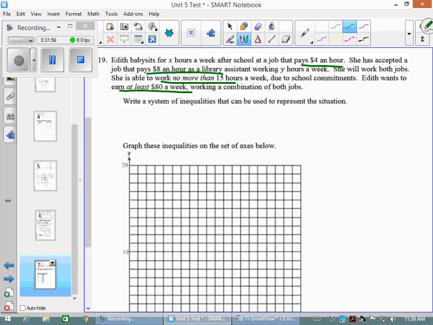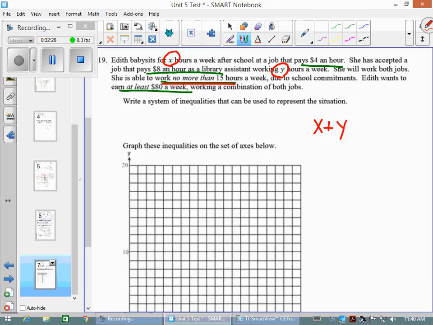So the first thing I'm seeing is that she's able to work no more than 15 hours. Well, if we look at what is telling us how many hours she's working at each job, X is how many hours at the one, and Y is how many hours at our other job. So if I add those total number of hours, X and Y, I want that to be no more than 15. So 15 is my max, so I want something that is less than or equal to 15.